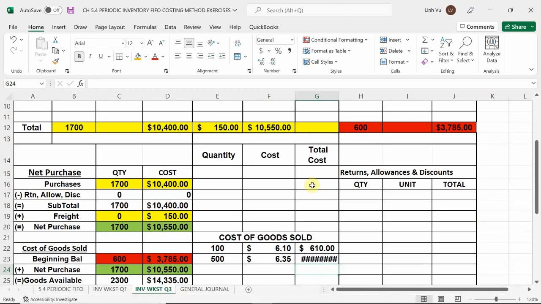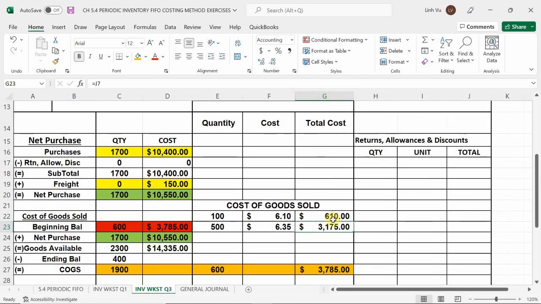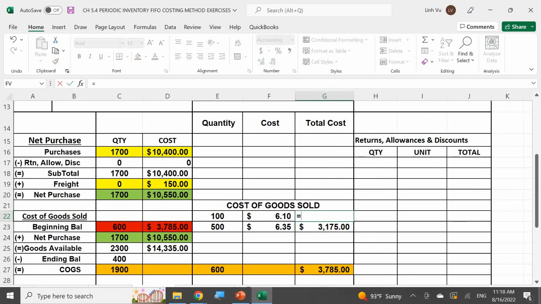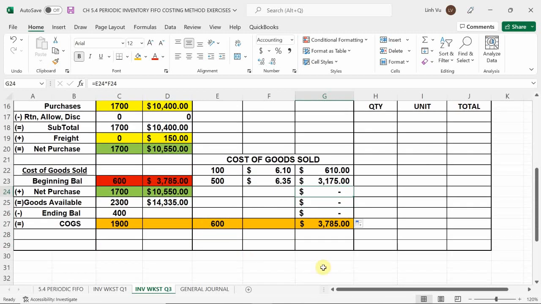3,175. Now you can choose to copy the cell reference here, or what you could also have done is put your formula in here saying that it's your total quantity times cost, and you'll get the same answer. I was just being a little lazy and copying everything in there. So there you go. Now you sold a total of 600 units at $3,785. How many more do you need to keep selling?